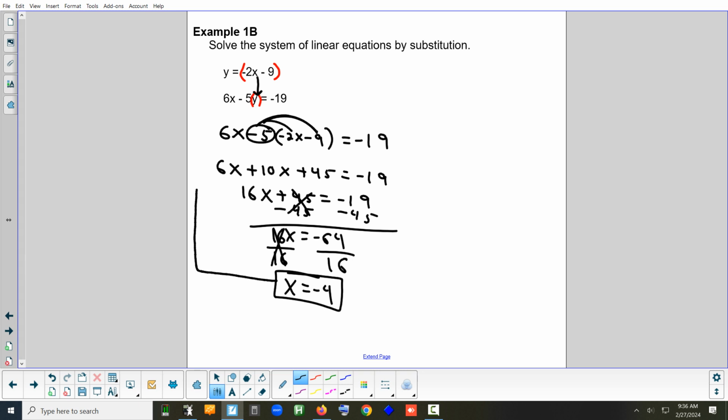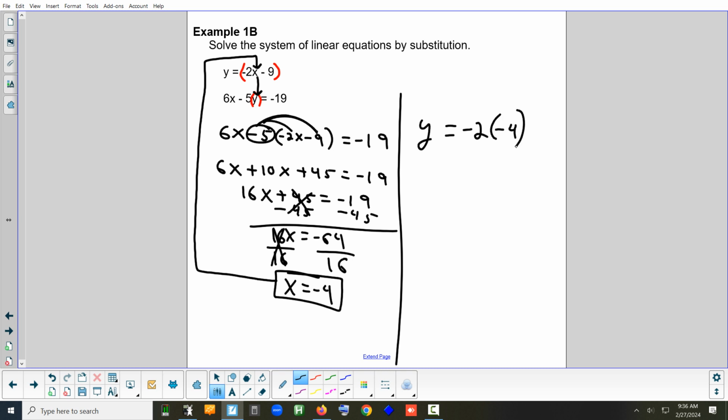So take this number and fill it in right there. Okay. So we're going to have y equals negative 2. And then what number are we filling in for x? Negative 4. Yep, fill in negative 4. And what's still on the end of that?